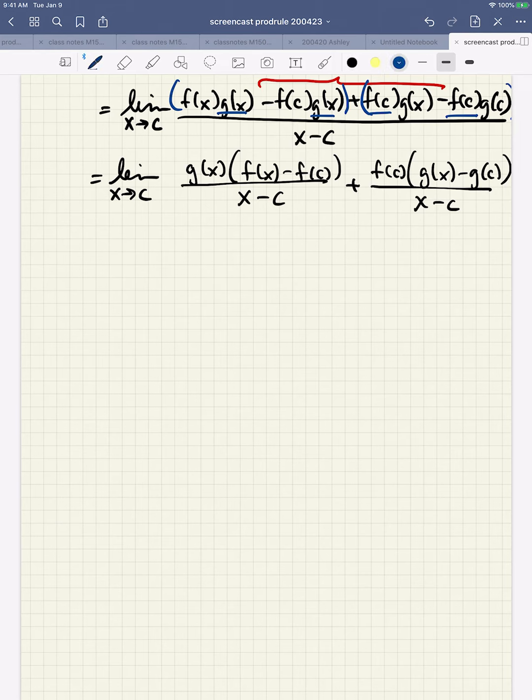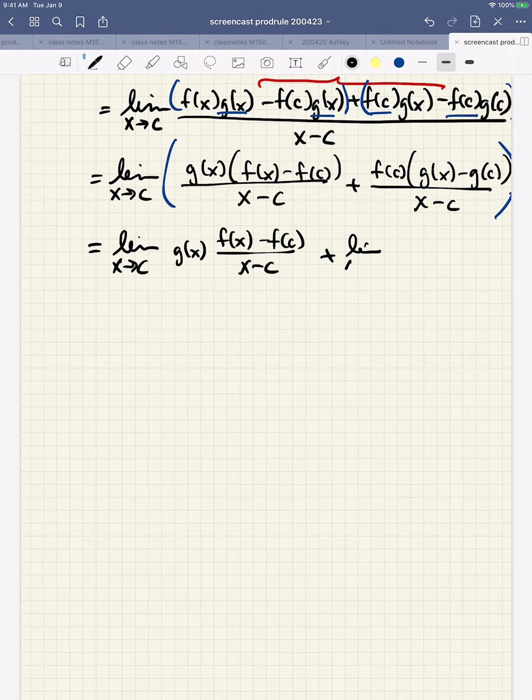And now, just remember that I'm taking the limit of all this. So I'm going to use the limit laws and distribute this limit. So the limit of the sum is the sum of the limits. So I get the limit as x goes to c of g of x times f of x minus f of c over x minus c, plus the limit as x goes to c of f of c times g of x minus g of c all over x minus c.